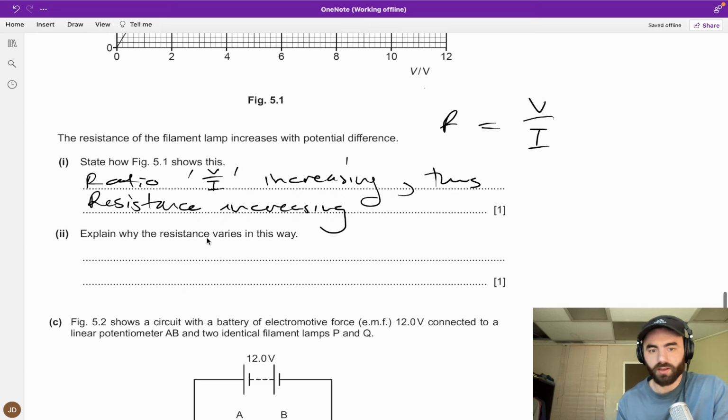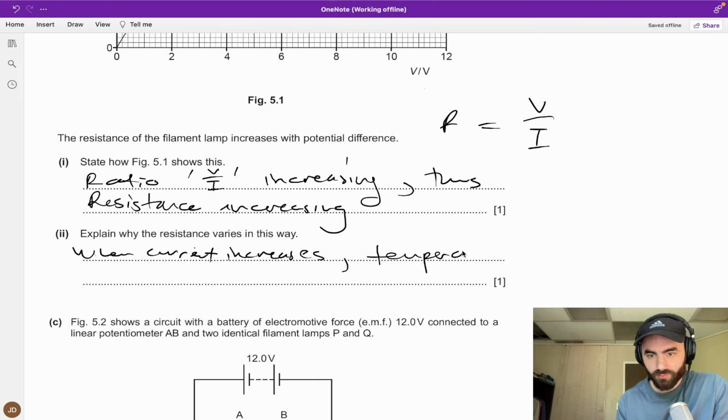Explain why this happens. Well, the resistance varies this way because the current is increasing, and when the current increases, the temperature increases. When the temperature increases, the resistance increases. Therefore, the resistance increases.